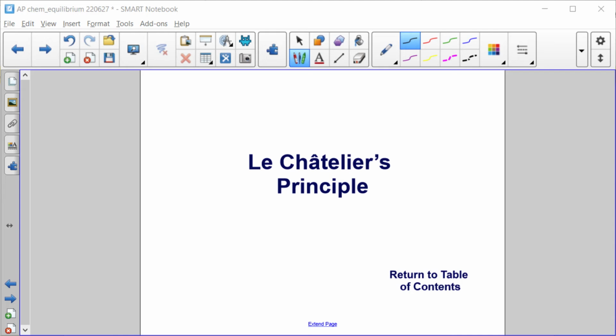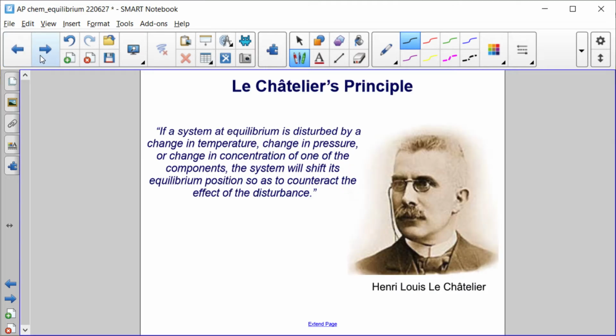In this section, this will be the last section in the unit before we work through a series of AP free response problems. We're going to discuss Le Chatelier's principle. Here's what Le Chatelier's principle says, written by the work of Henri Louis Le Chatelier.